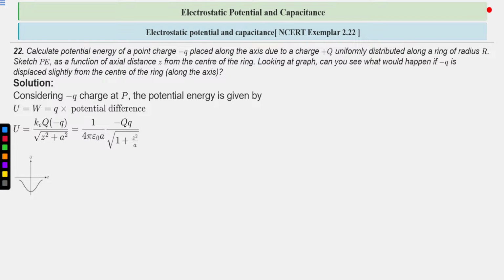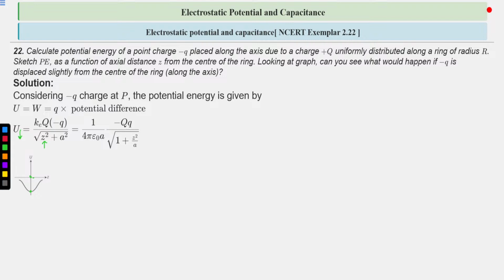Now put Z equal to 0. When Z equals 0, this potential energy will have the maximum negative value. This is a negative sign, right? So it will have the maximum negative value. When Z has some value, the denominator becomes large due to the Z value. That's why the potential energy will become small. As Z increases, the potential energy will decrease. When Z is equal to 0, the potential energy is maximum in the negative direction. So this type of graph will be formed.